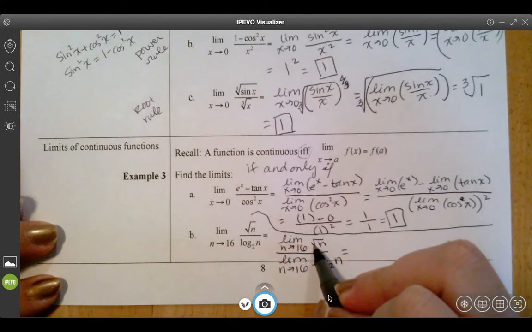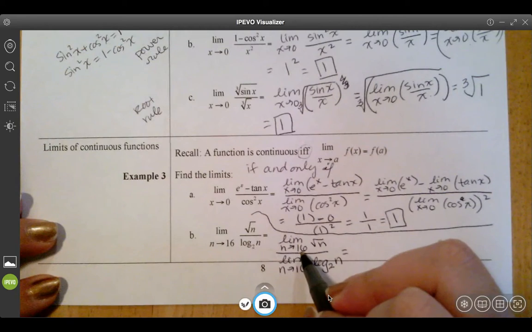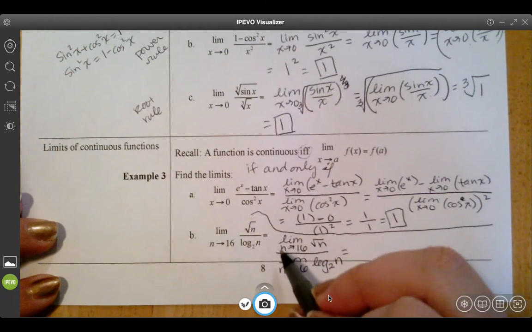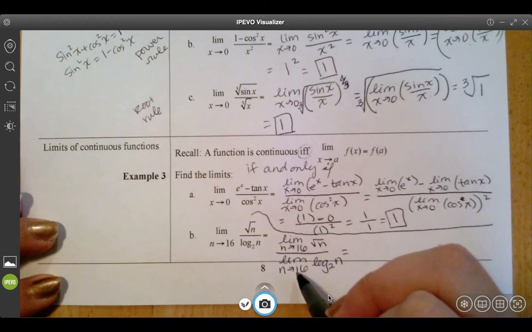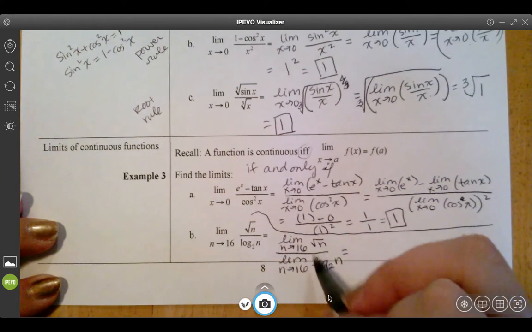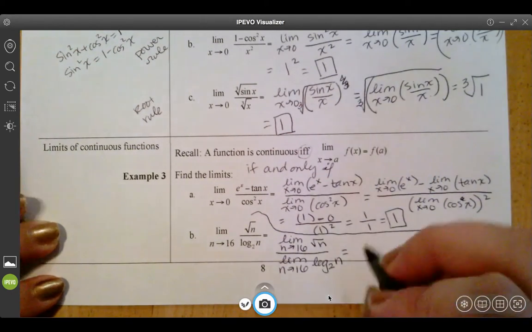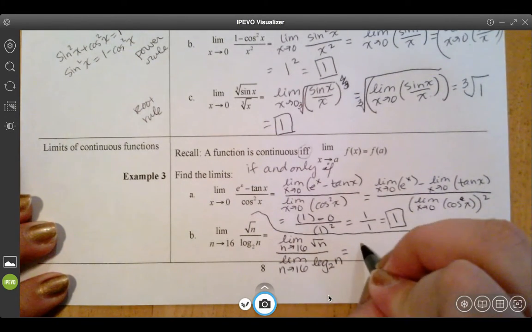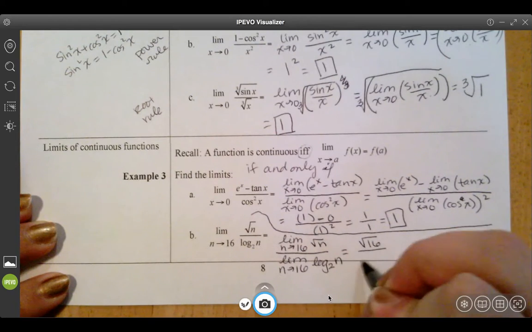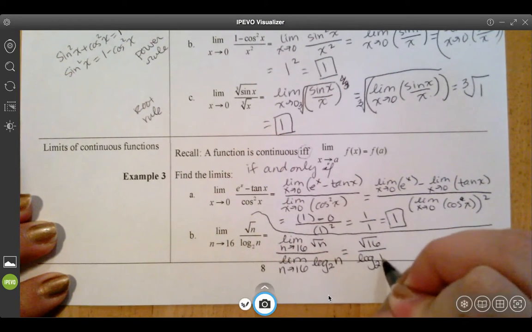Square root function is continuous at 16. It would be discontinuous at anything negative or 0. The log function is continuous at 16 as well. Same, would be discontinuous at negative numbers. So then I can substitute. So we have the square root of 16 divided by log base 2 of 16.